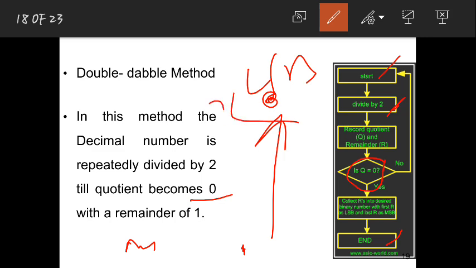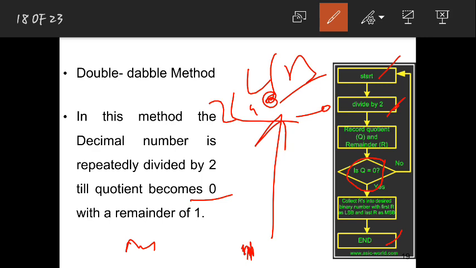Here, whenever I try to solve it, the first remainder what I get, that will be LSB. Okay, and the last R means last remainder, which is this one, 1. So that remainder should be MSB. After that, end. Okay, so this is when quotient is equal to 0.